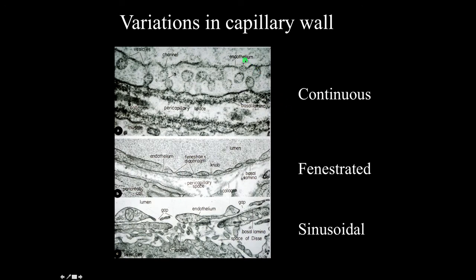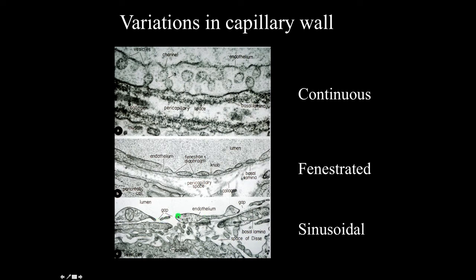Here you can look at variations in capillary walls, so continuous capillary, fenestrated capillary with diaphragms, and the sinusoidal capillaries. Notice the spaces in the endothelial cells in the fenestrated capillaries, but there are diaphragms here. Notice the spaces or gaps in the endothelial cells in the sinusoidal capillaries, no diaphragms.